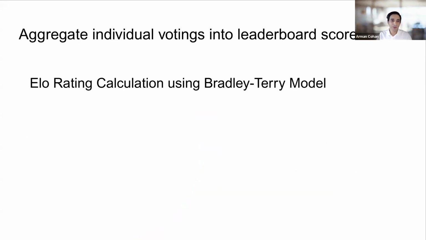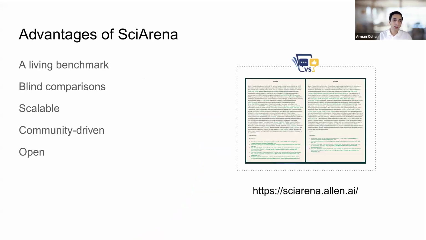And then again, once we have these individual pairwise rankings, we can get a leaderboard by aggregating them through Elo scores using Bradley-Terry models. So the result is a living benchmark that allows us to do blind comparisons of the models. It is pretty scalable, and it's community driven. And it's open, so if you have a question, you can use it to get your response.